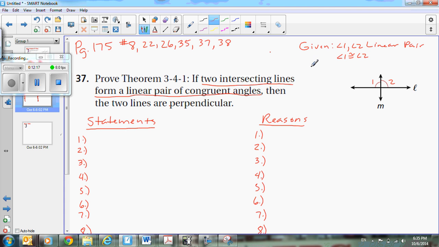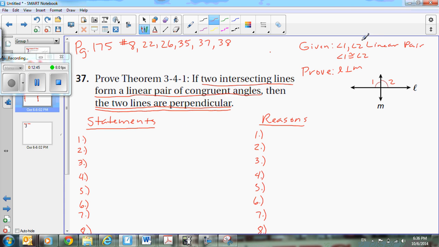Now, given that information, we're going to prove the information in the conclusion. So let me underline that twice. The two lines are perpendicular. So that conclusion in terms of this diagram, our lines are L and M, so we're going to prove that L is perpendicular to M. Okay, so now, I don't think we've been writing proofs long enough now. I think it's not going to throw anybody.